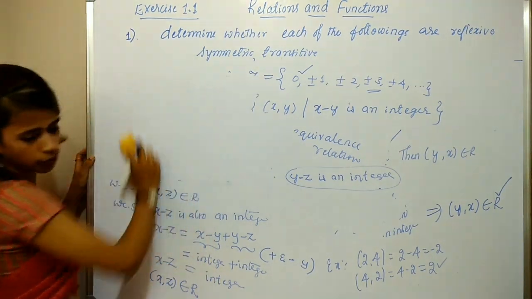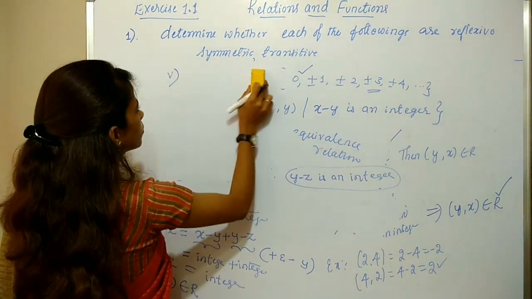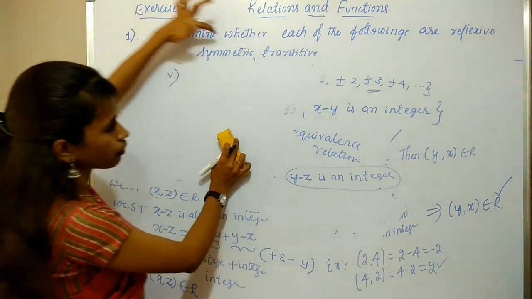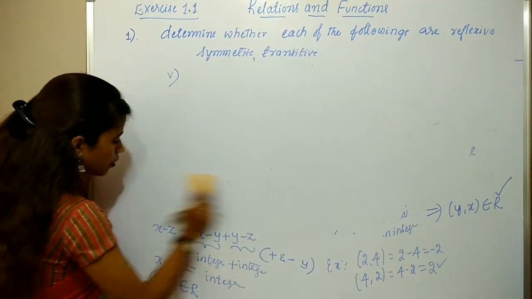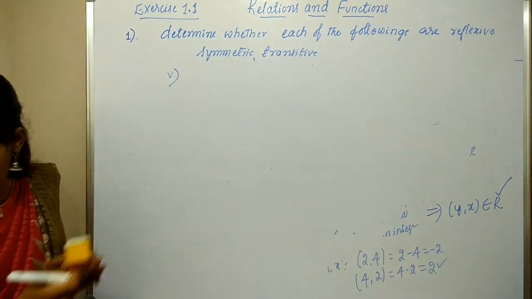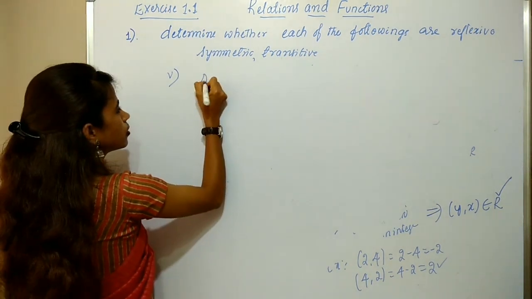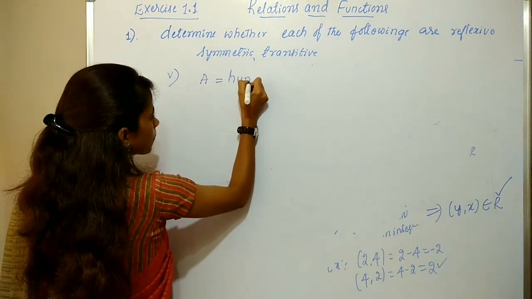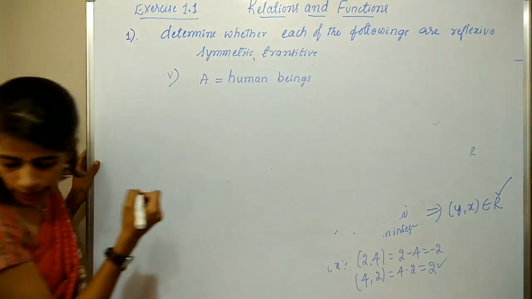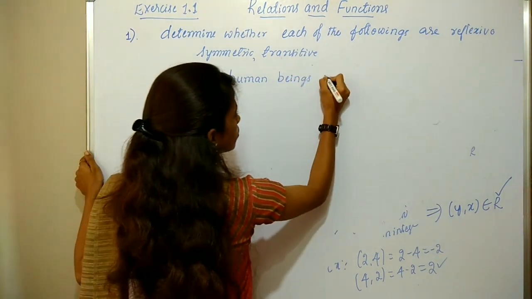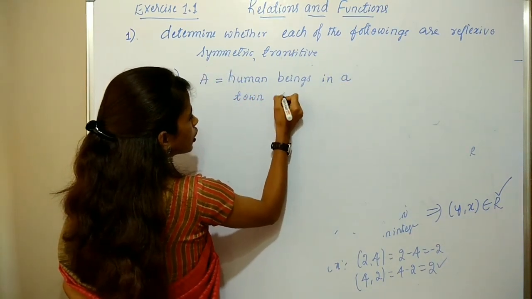Let us take problem number 5. Same question: determine whether each of the following is reflexive, symmetric, transitive. The fifth one: relation R in the set A of human beings. A is the set of human beings in a town at a particular time.